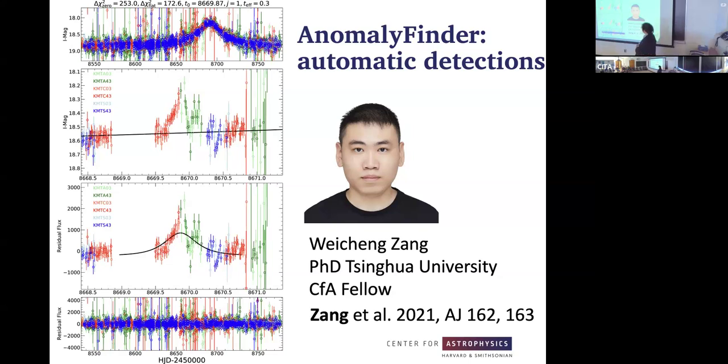For example, in this case, the perturbation kind of goes like this, and then it has kind of this double thing. It rises pretty slowly, and that's pretty different from other short timescale signals. Other short timescale signals from stars tend to be things like flares, and flares tend to rise very quickly and then decay slowly, instead of having this more symmetric kind of shape. So it's just the details of it.